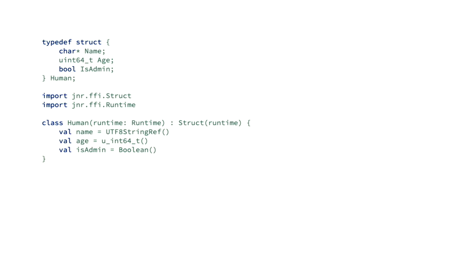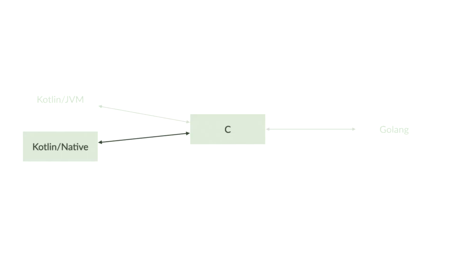The name of the class in this case, and the names of the properties as well, don't matter. The important thing is that the order of the properties is the same as the C type, and that the types match, or at least map, back and forth. So that's the JVM. Let's look at what this looks like for Kotlin Native as well.